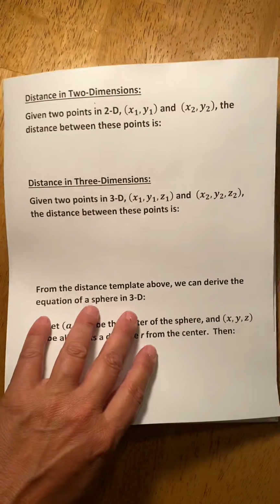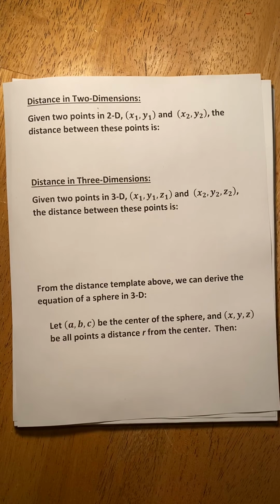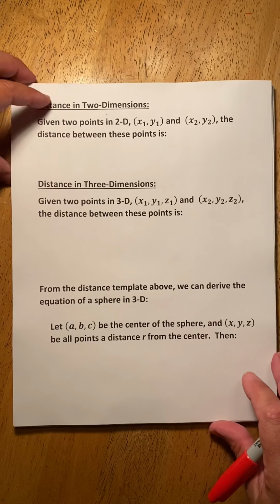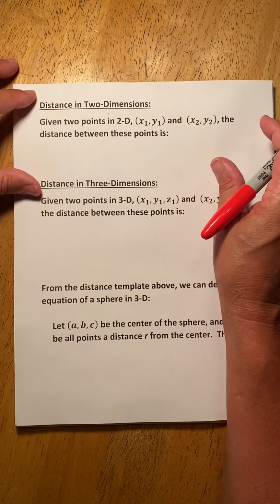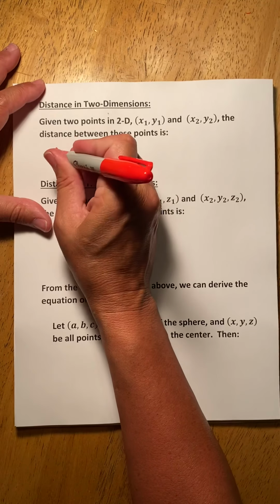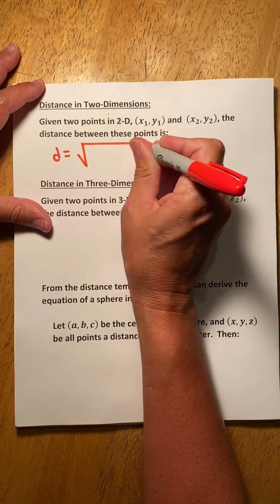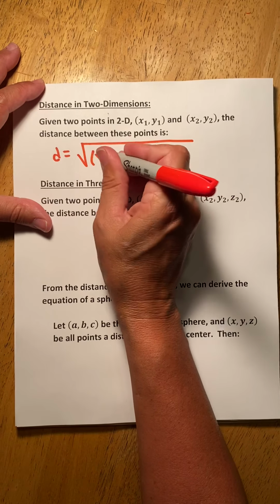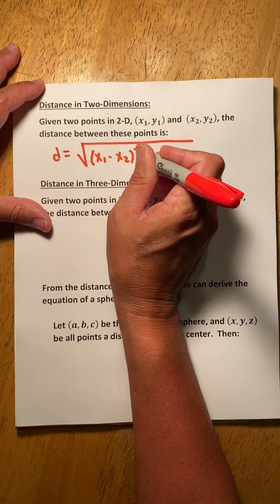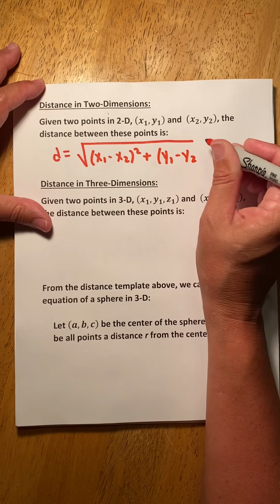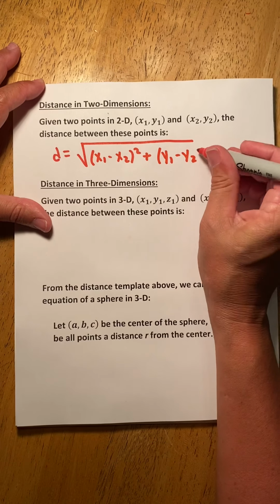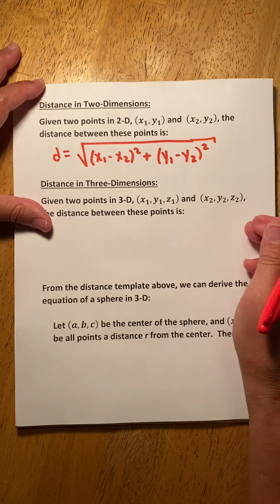So there's a lot of similarities between what goes on in 2 dimensions and what goes on in 3 dimensions. Just a friendly reminder, if you're given 2 points in space, we can find the distance between those 2 points using the Pythagorean theorem, and we get the template or the distance formula to just be the difference in the x coordinates squared plus the difference in the y coordinates squared.